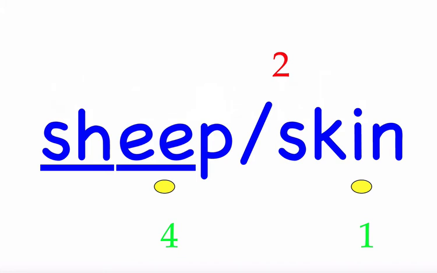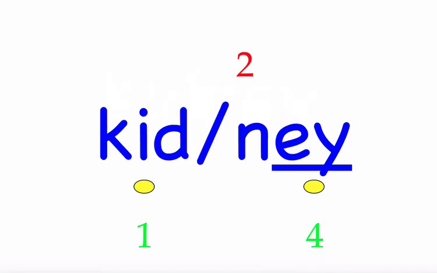Row 4, kidney. Kidney. He took a hit to the kidney playing the game. Kidney. Kid is 3 sounds. K, I, D. Ney, 2 sounds. N, E. Kidney. Mark the word.